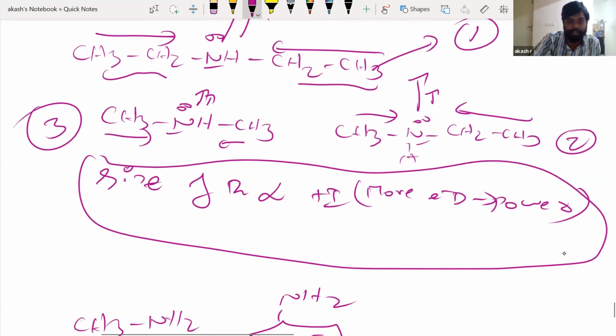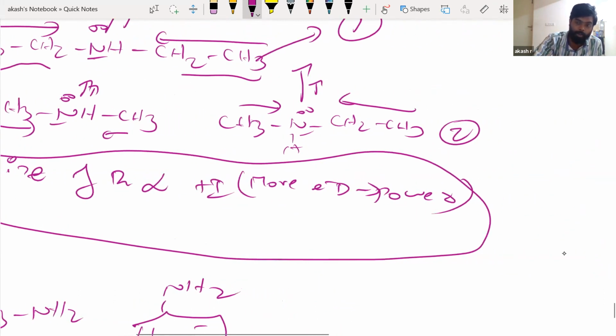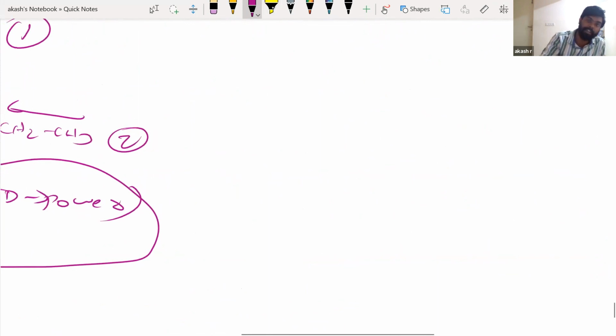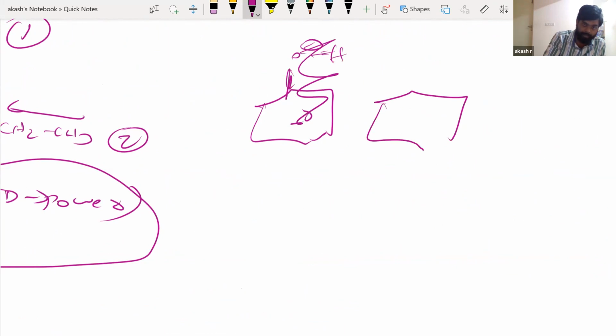Okay. Now here the concept is very different. First of all, here we're talking about the basic strength, right? In phenols, we'll be talking about the acidic strength, not the basic strength of phenols. Now if you want to do that, all you have to understand is that, say, this is your phenol, which is having your OH. Okay, this is your phenol with me.